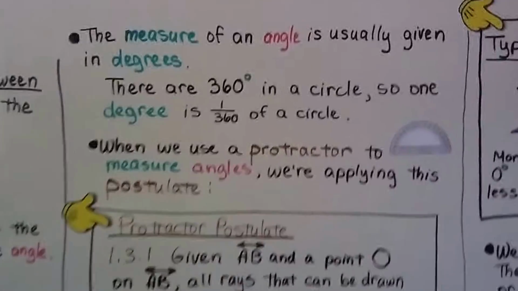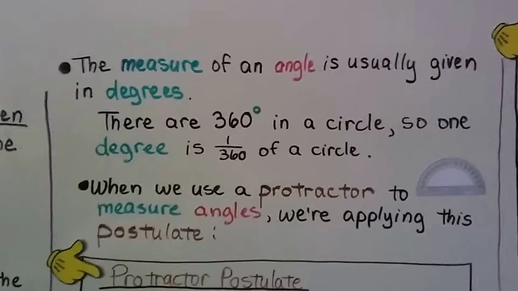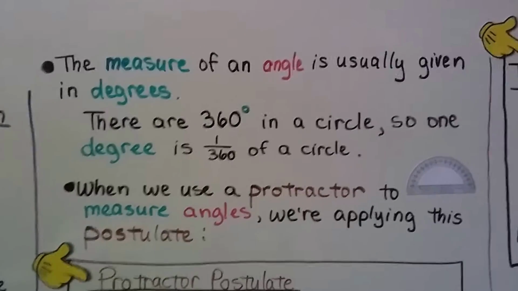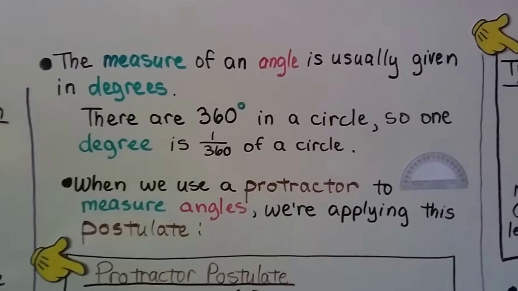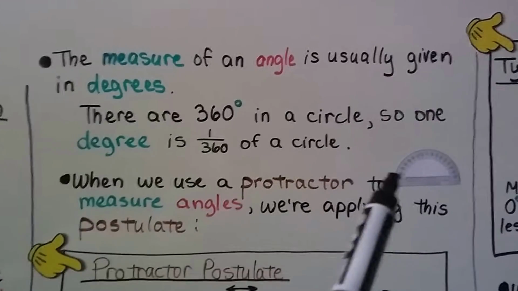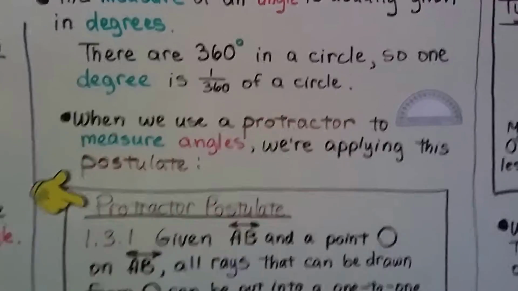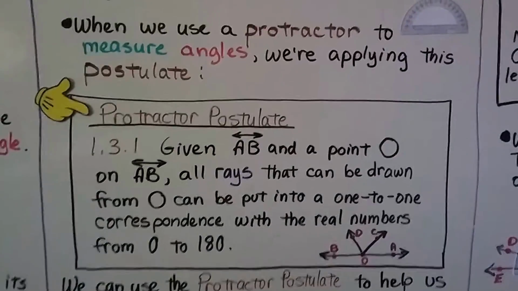The measure of an angle is usually given in degrees. And there are 360 degrees in a circle, so 1 degree is 1/360th of a circle. When we use a protractor, that's this guy right here, to measure angles, we're applying this postulate. And it's actually kind of common sense.